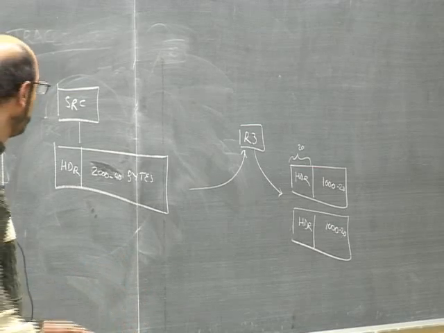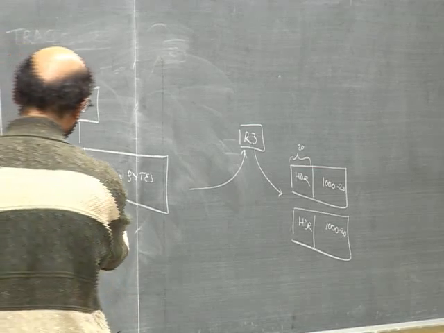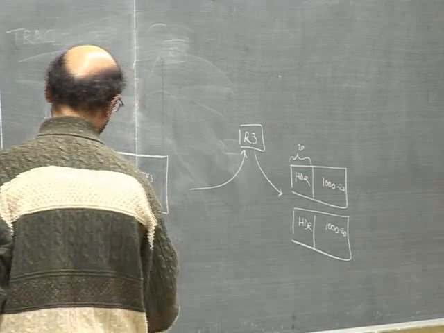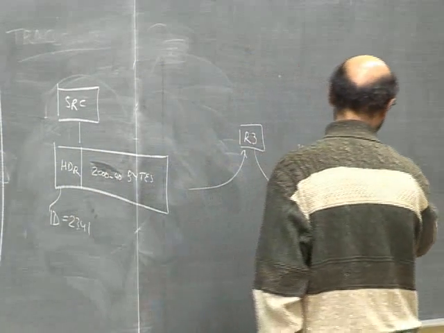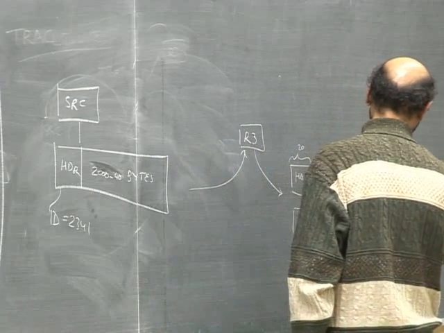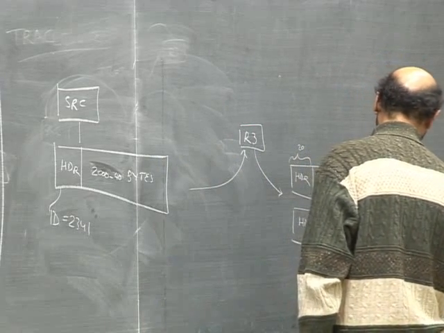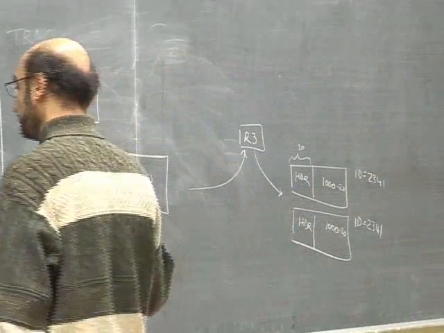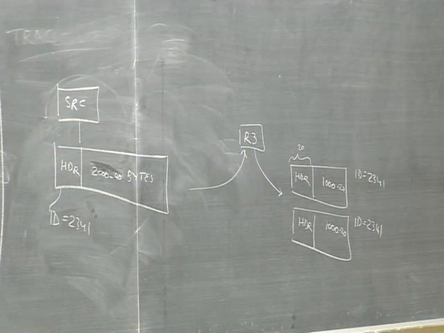The way we do that is that in this field over here, we have the ID. Let's say the ID equals 2341. Then these both will have the same ID, 2341. That's the ID field. So they both have the same ID, so we know the fragments are from the same packet.